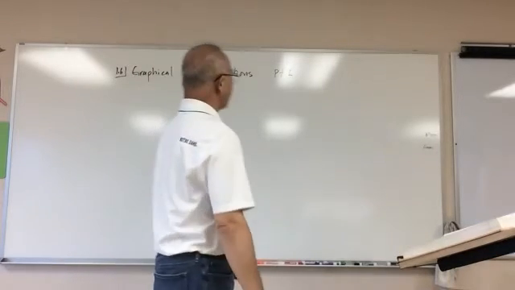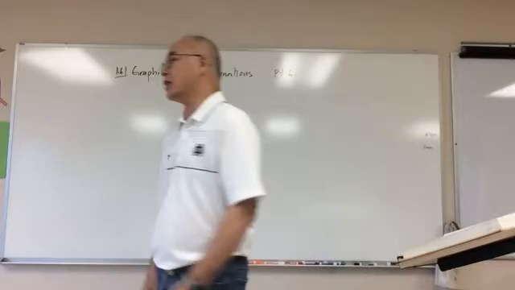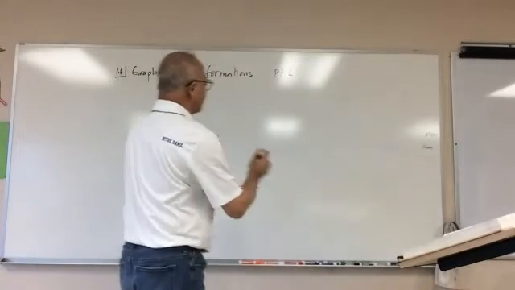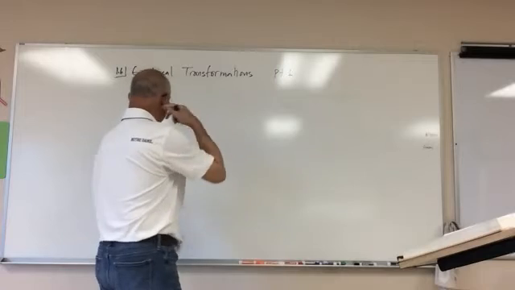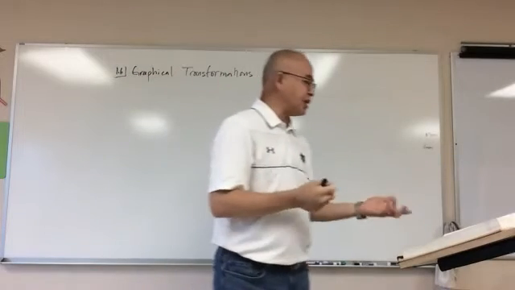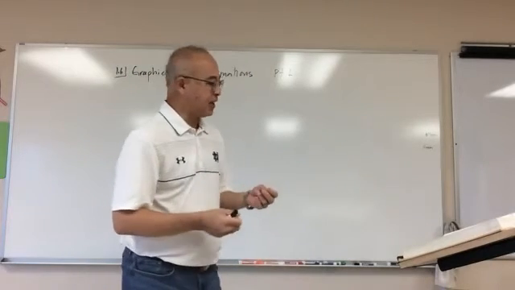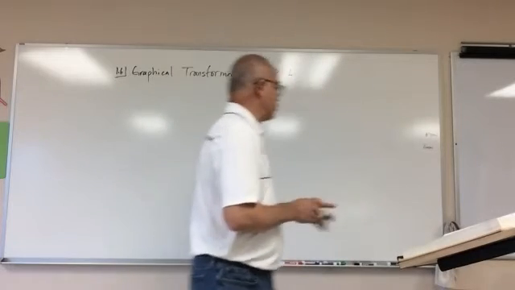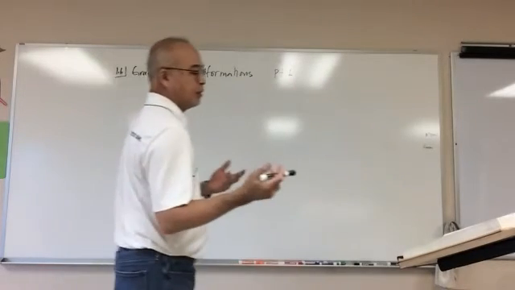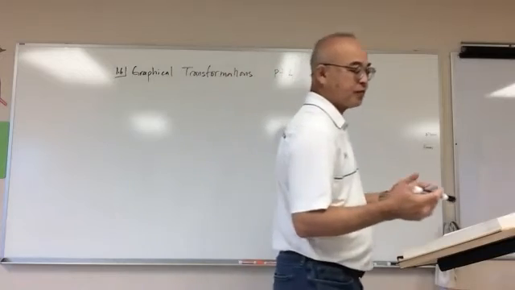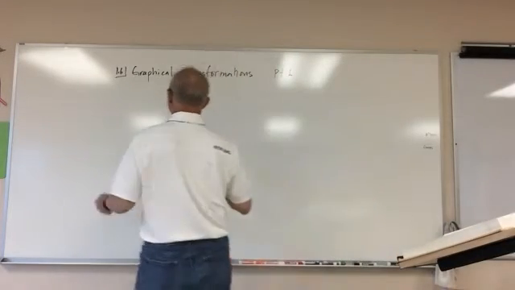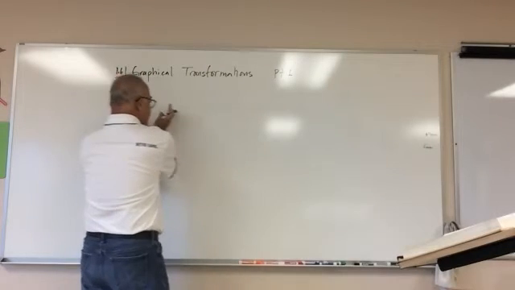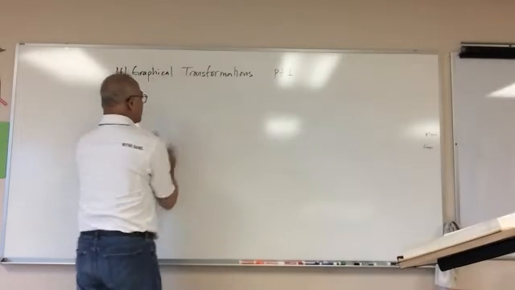Okay, so graphical transformations. What we're talking about here is that in geometry you learned how to move things around. We did reflections, dilations, translations, and this kind of stuff, right? So we moved stuff around. The first part today we're going to talk about just strictly translations. Translations is what? You keep the same shape and you just move it around within the coordinate plane, right?